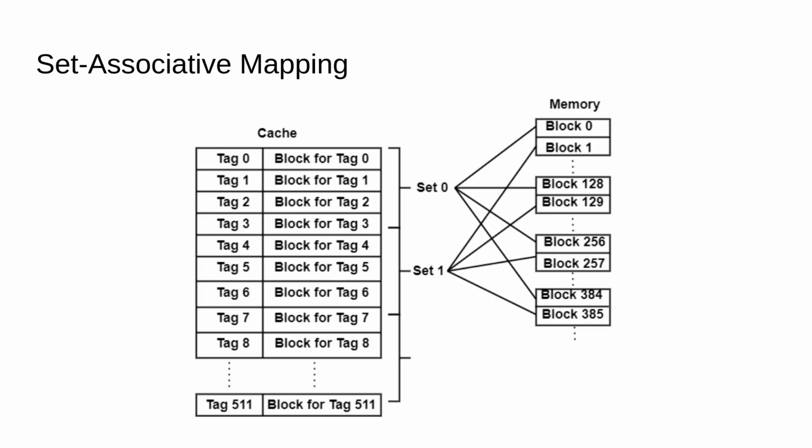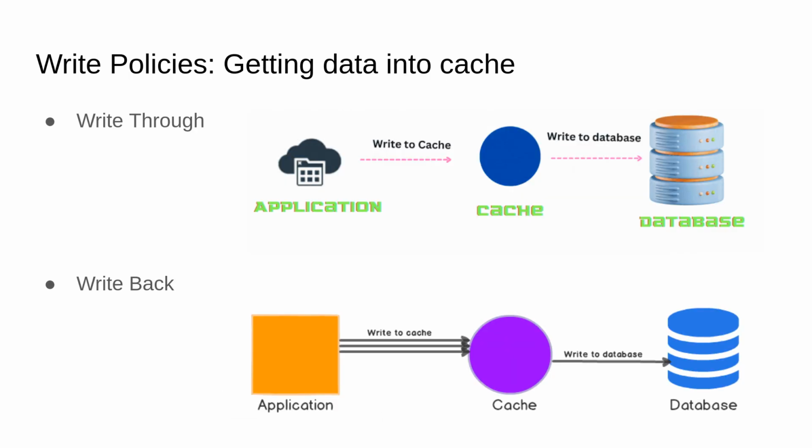So, what happens when the cache is full and we need to bring in some new data? We need some replacement policies here. Now, we'll talk about how we write data into the cache. There are two main strategies. First one is write through, where every write to the cache is simultaneously written to the main memory too. This ensures data consistency, but it can be slower.